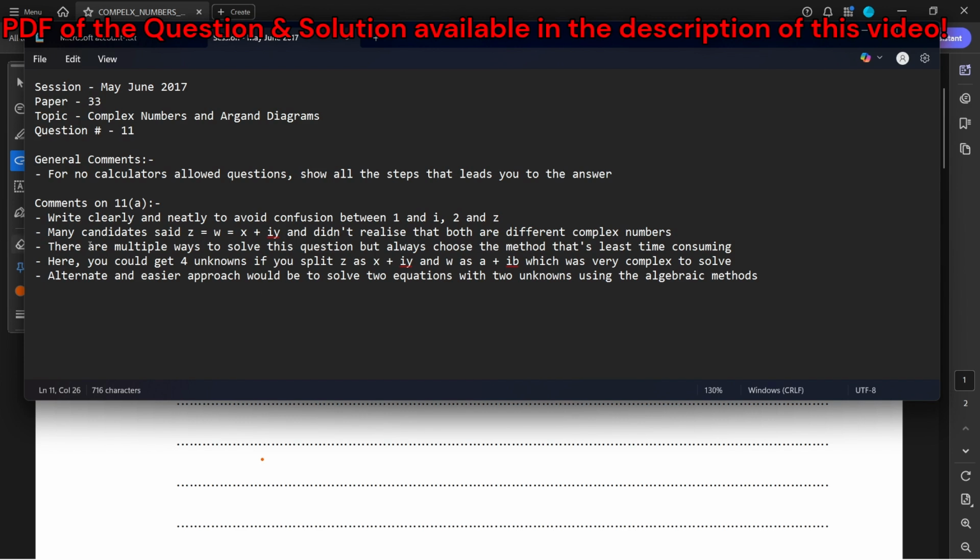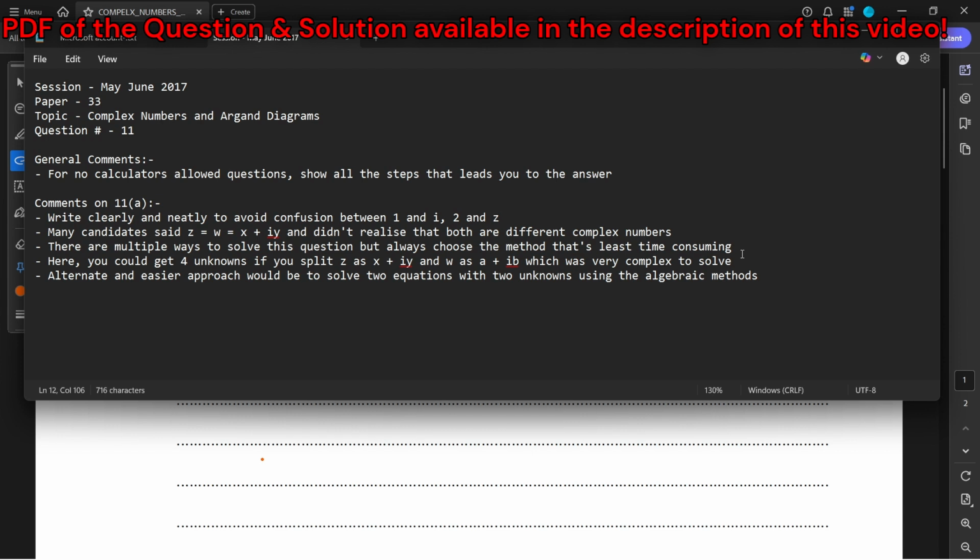Now the third point is that there are a lot of different ways to solve this question, but please make sure that you're choosing the method that is least time consuming. That is why, for no calculator questions, if you're using your brain, you will be able to think of a method that's going to consume the least amount of time and you will be able to solve it very quickly.